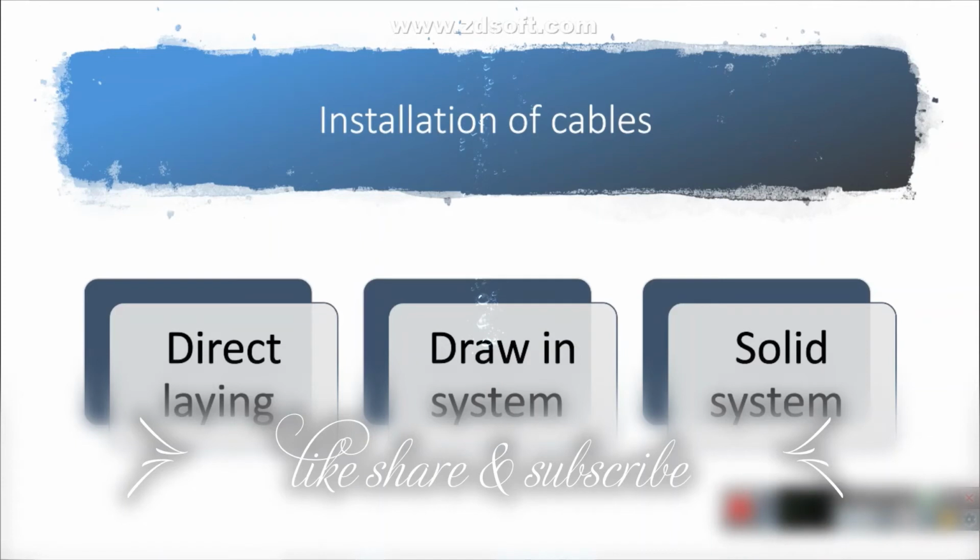Friends, as I had told you that in underground cable, the only one demerit is its high installation cost, high initial cost. So, based on the line of underground cables, mainly there are three methods of laying the underground cable. Those are direct line, drawn-in system, and solid system.